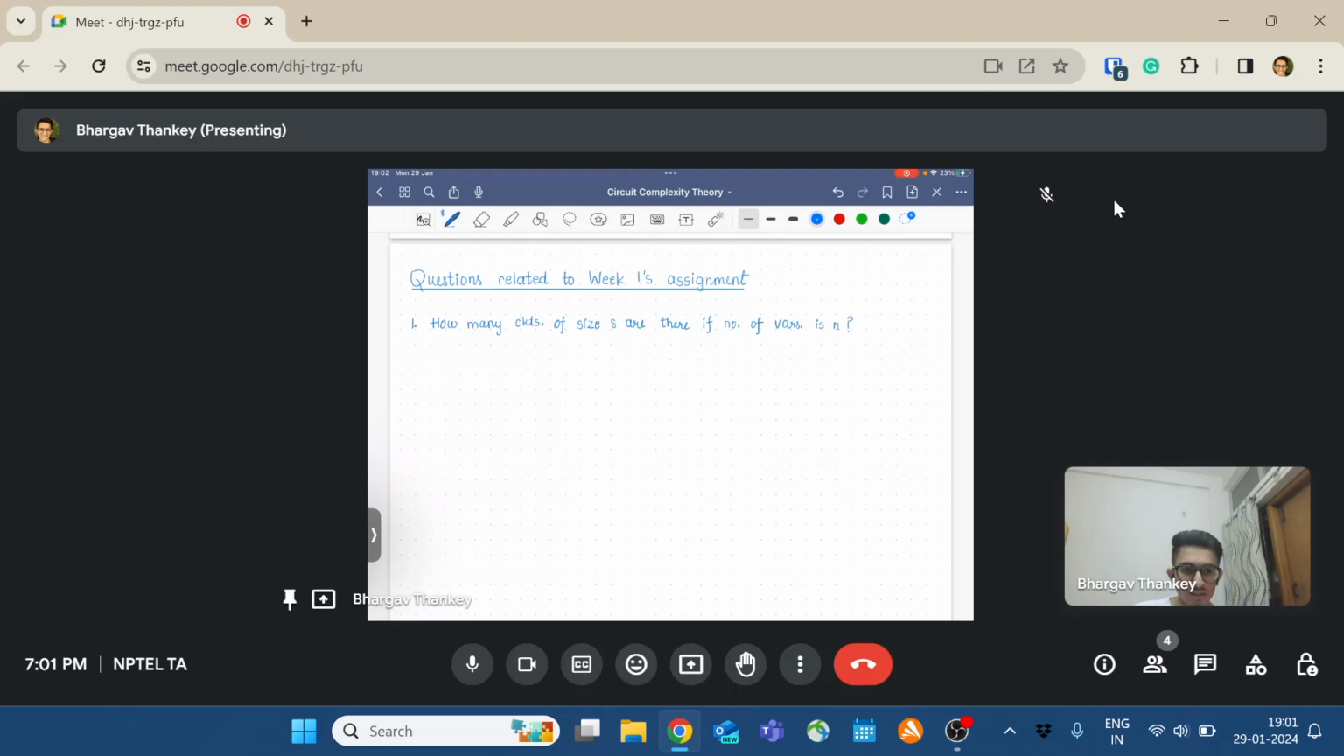Your voice broke. Sorry, am I audible now? Yeah, you're audible. I just wanted to know why we are going with this formula size. Does it have any significance? I understand the size of the circuit, but why is it important to make the out-degree at most one? Does it have any relevance?